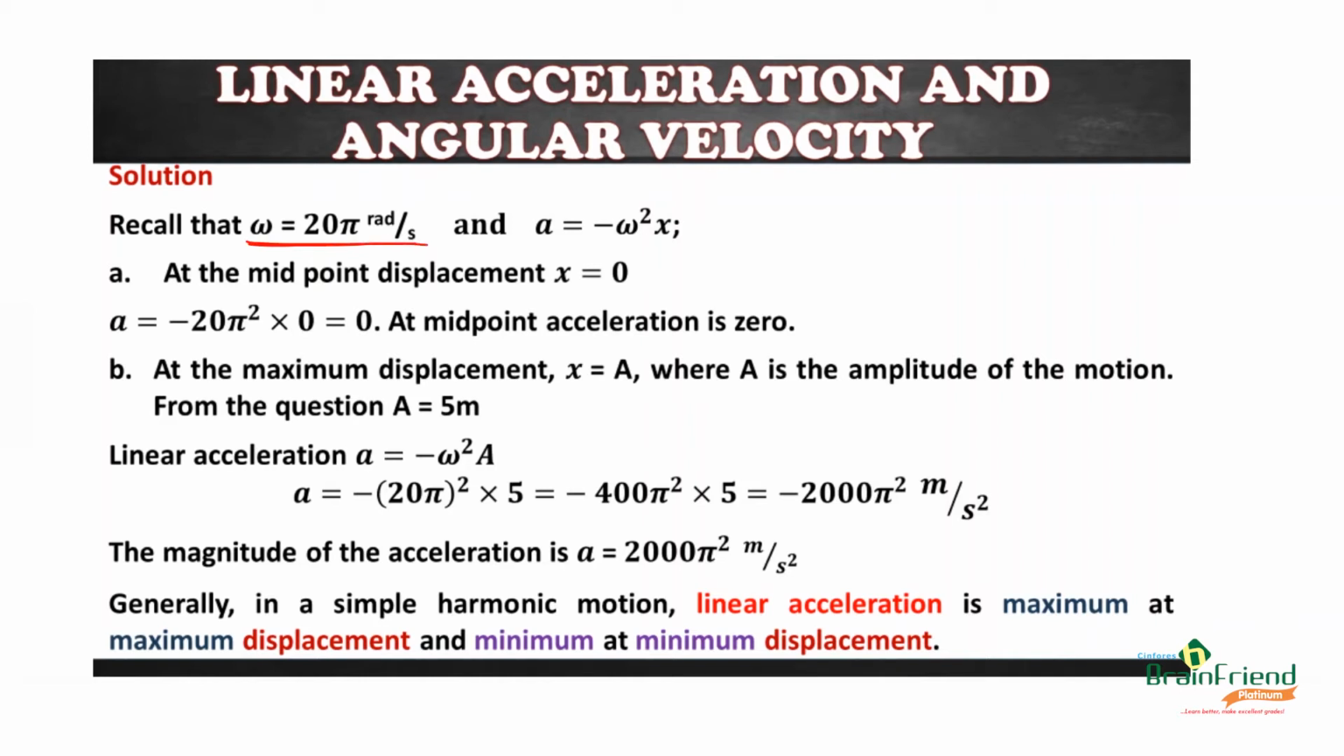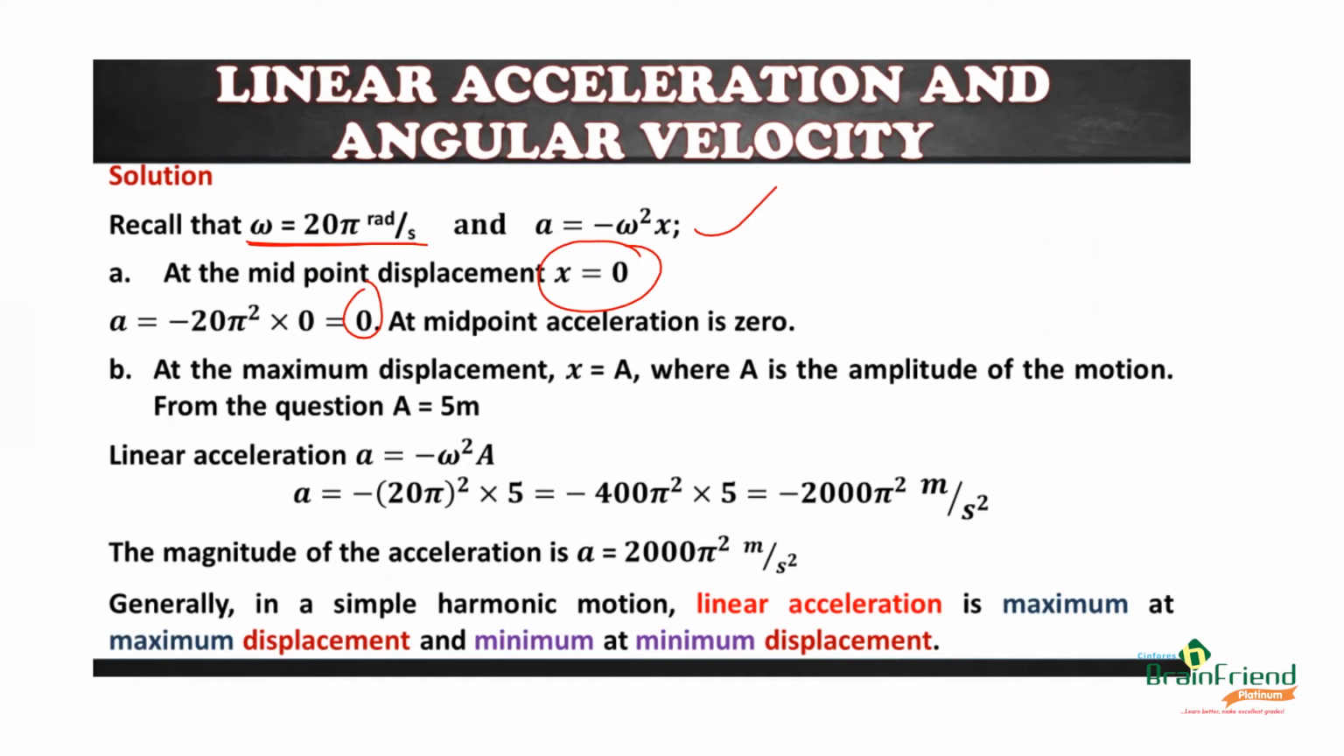Now we have to calculate the linear acceleration at midpoint. The midpoint is also called the equilibrium position, and at the midpoint, x is equal to 0. That means there is no displacement. So substituting 0 for x in this equation, we have a is equal to minus 20 pi squared times 0. This gives us 0. So our acceleration at midpoint is 0.